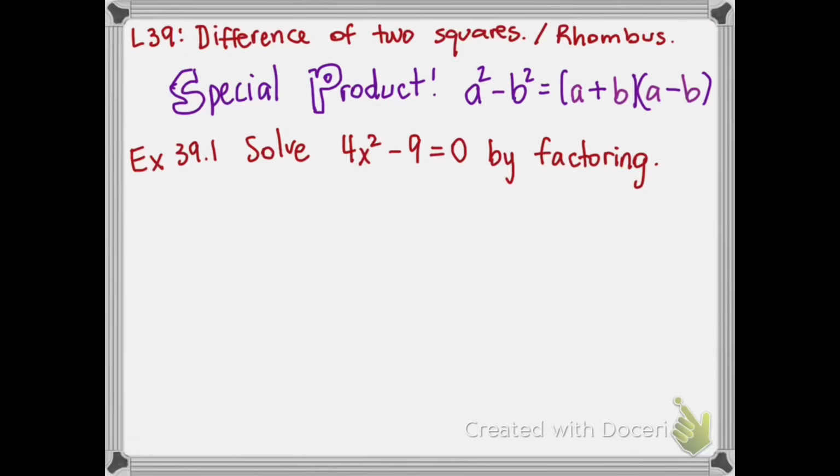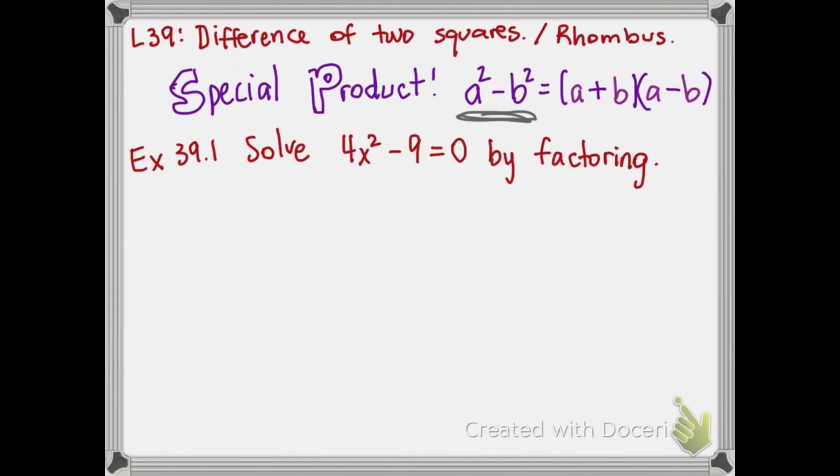Lesson 39, difference of two squares and rhombus. So we're going to learn another special product today, and that is that whenever we have a difference of two squares, or a subtraction of two numbers that are squares, we get an easy factorization.